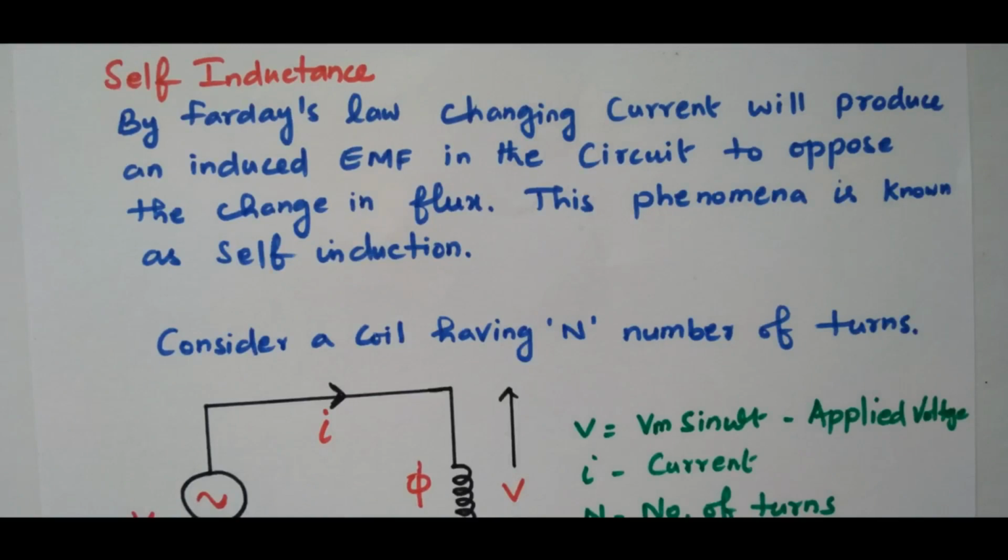Welcome viewers. In this video we will see the derivation of self-inductance, mutual inductance, coefficient of coupling, followed by a problem. First we will see the self-inductance. Self-inductance refers to having only one coil. Mutual inductance means having two coils.